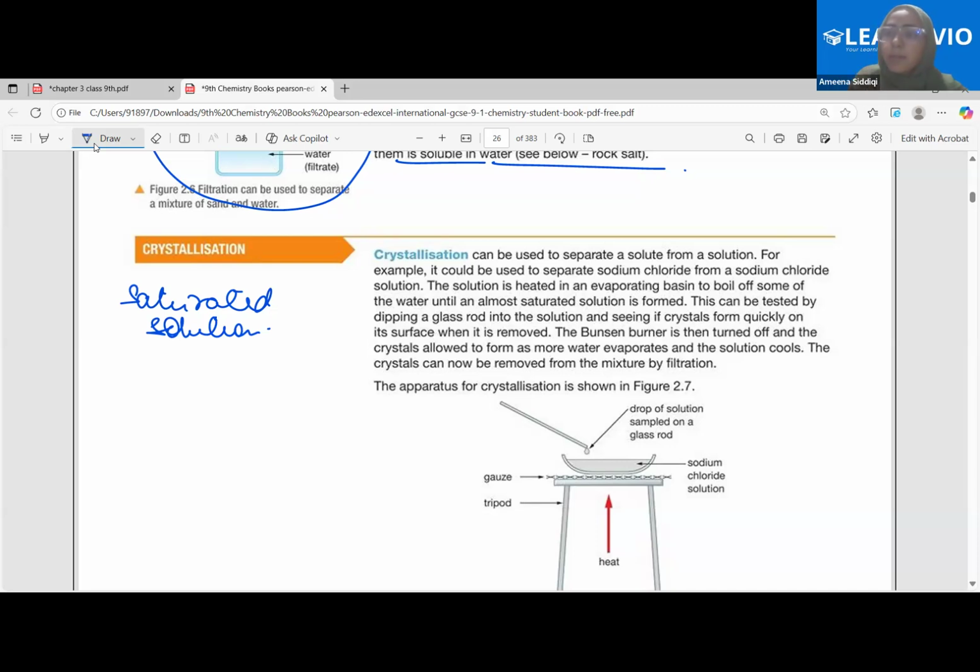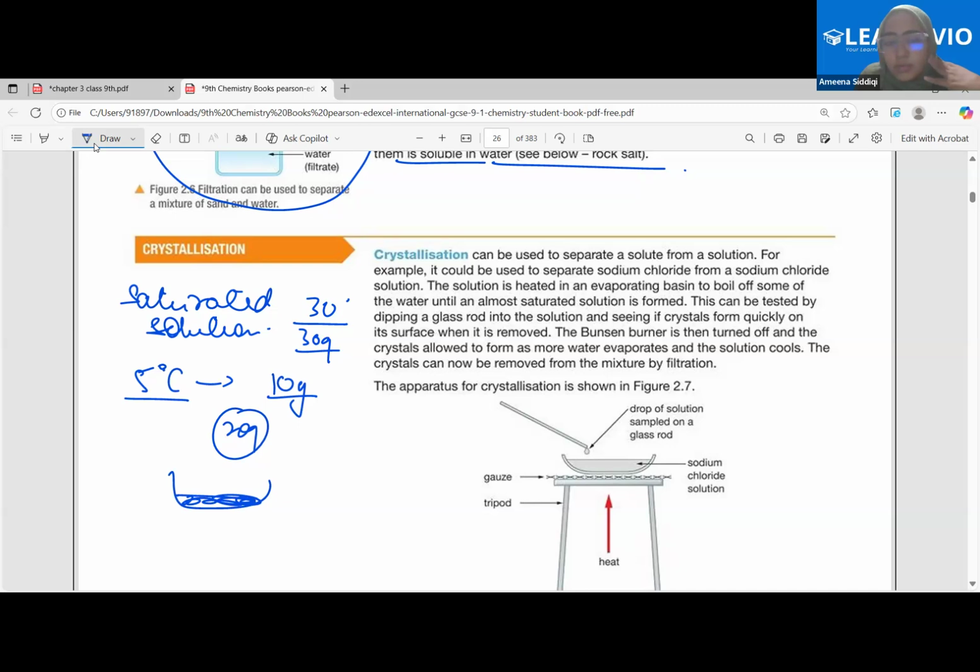But if we decrease the temperature, the extra solute will be left out. Let's suppose earlier we were at 30 degrees Celsius, so 30 grams of the solute was soluble, making the solution saturated. But now if I have the temperature at 5 degrees Celsius, don't you think only 10 grams of the solute will make the solution saturated? So where will the 20 grams go? It was there in the solution, but now it will be left out. So it will crystallize out. It will form the crystal or it will precipitate out. That is the concept here.